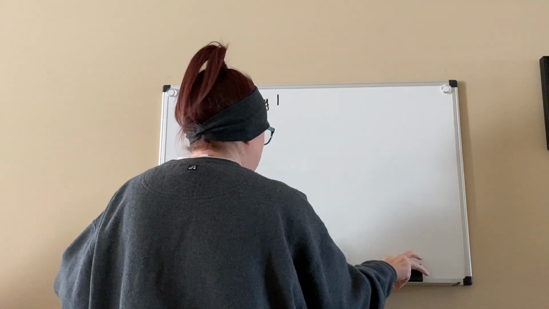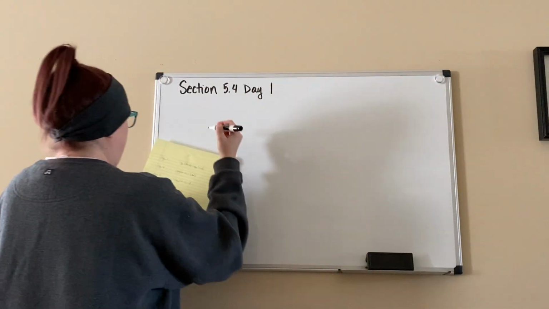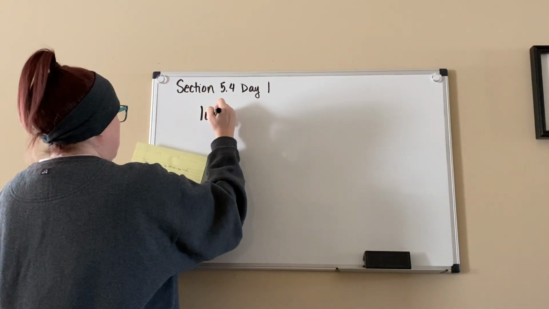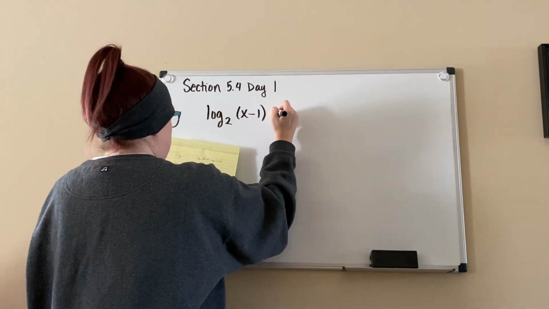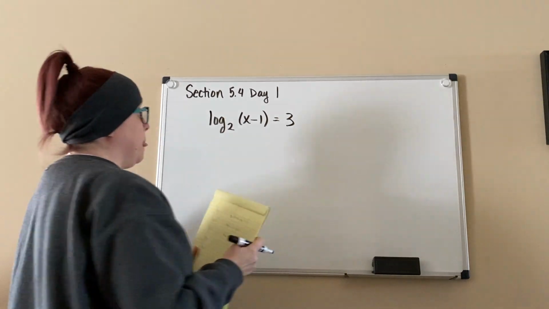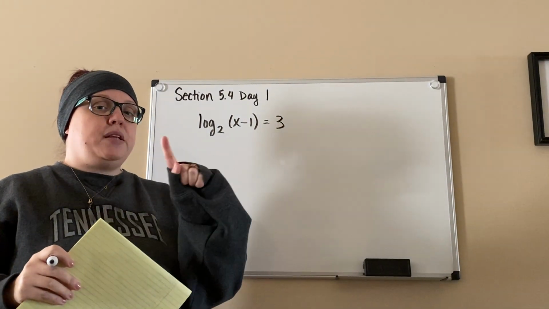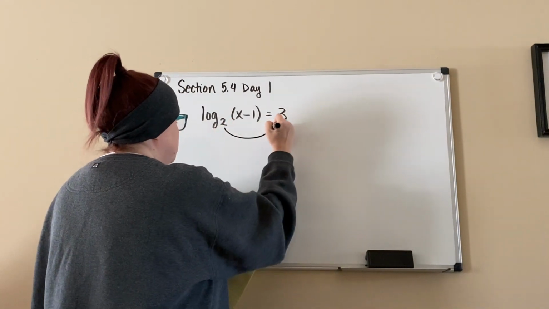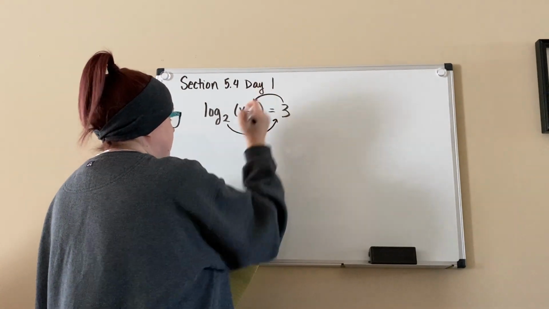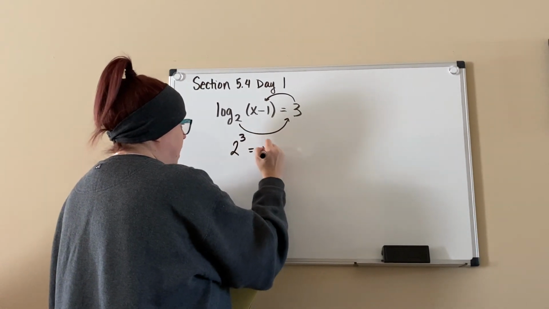Okay, so the first type of log equation is the one where you read around the circle. So if I gave you log base 2 of x minus 1 equals 3. Yes, this is in parentheses and has something a little different on the inside, but it doesn't make a difference. So we're going to go around the circle. 2 to the third equals the inside. So it's 2 to the third equals x minus 1.